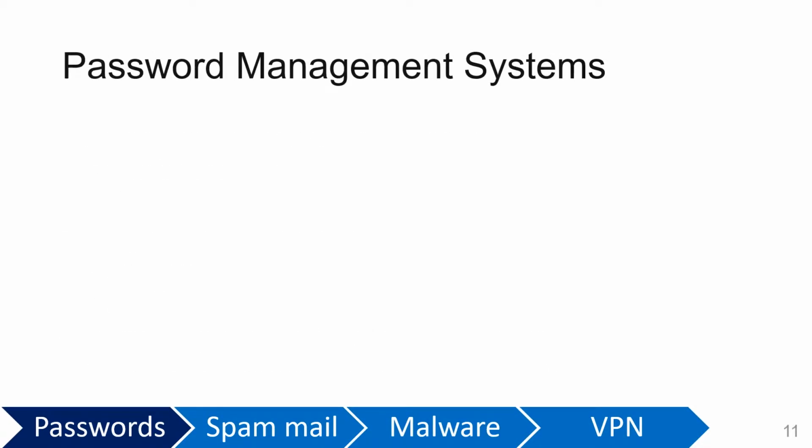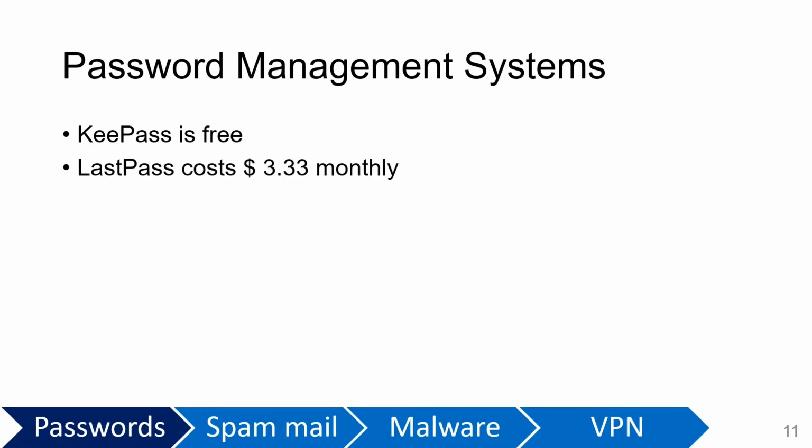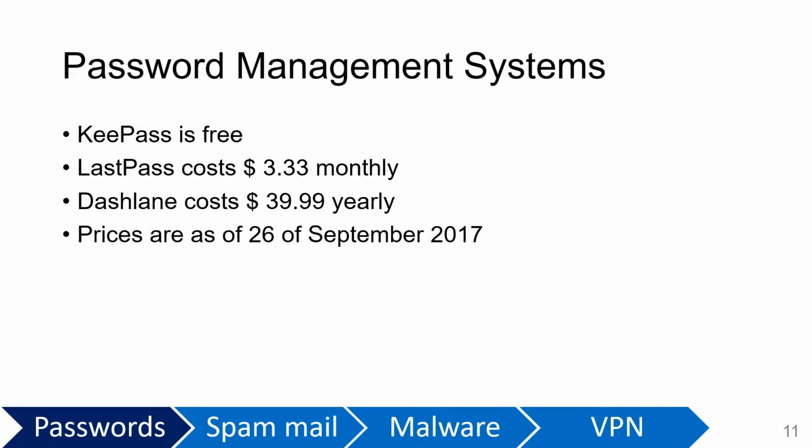An advantage of using KeePass is that it is free. Dashlane and LastPass are also available for free, but these versions do not have all functions. LastPass costs $3.3 monthly, which is about €2.80. Dashlane costs $39.99 a year, which is about €33.74. These prices are as of 26th of September 2017.